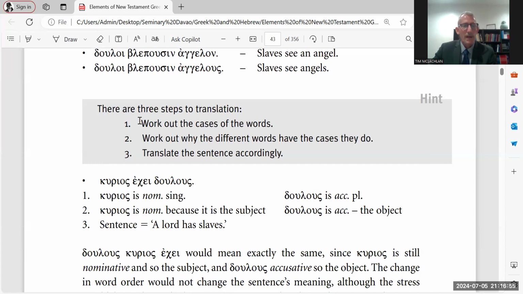Okay, so when it says the three steps of the translation, work out the cases of the words. So you have to look at the endings, what the cases are. And then they say, work out why the different words have the cases they do, because that's asking, is it the subject or the nominative or the other cases? So when they say work out why the different words have the case, they're trying to say, what part of the sentence is this? Is it nominative? Is he the subject, or is it the object, for example?